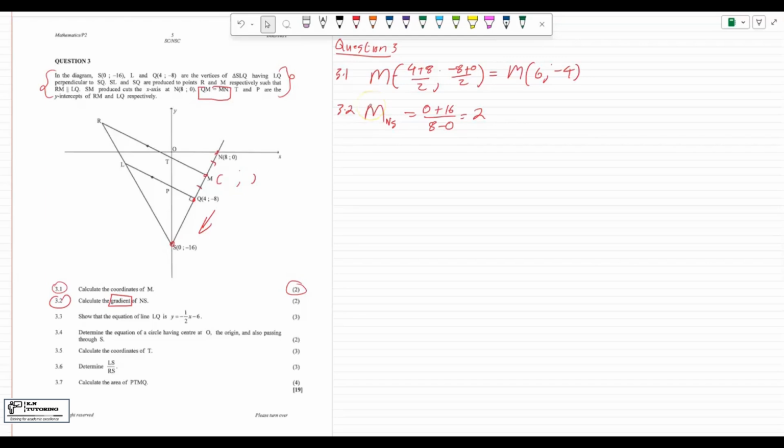Okay. Very important to check if your answer makes sense. If you look at this line, you can see this line is an increasing function. It's an increasing line. So it makes sense that my gradient is 2. All right.